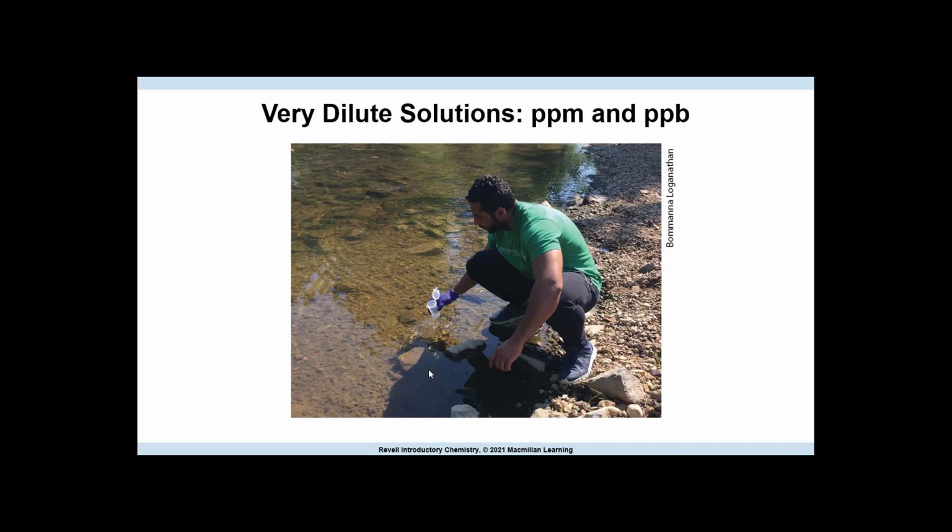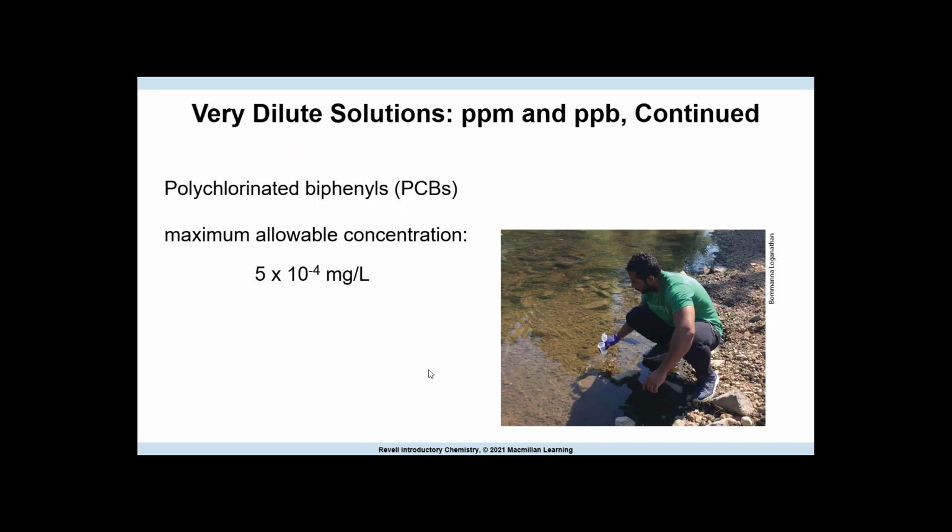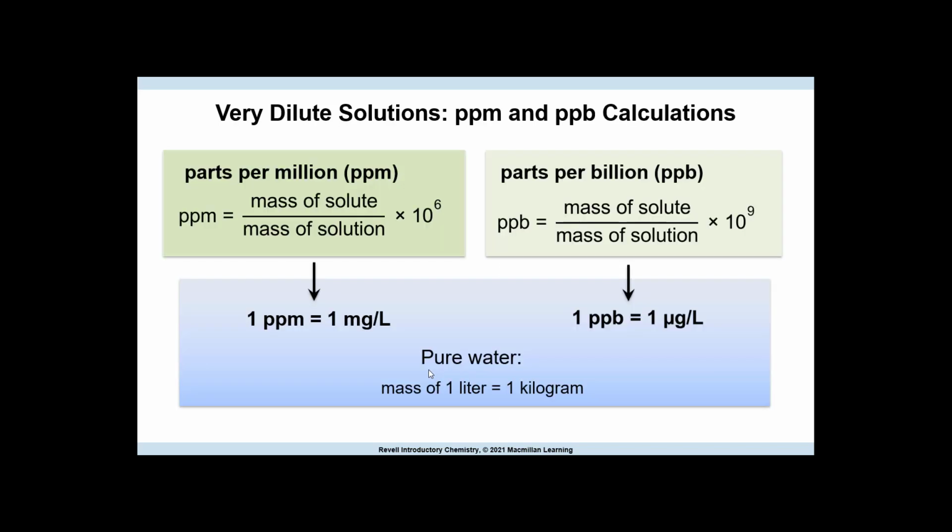Because of this, government agencies and watchdog groups closely monitor the level of pollutants in lakes and streams. So for many pollutants, even very dilute concentrations can cause environmental and health problems. For example, a group of compounds called polychlorinated biphenyls, or PCBs, were widely used for many years. Although their usage is more limited today, runoff from landfills still contaminates water supplies. According to the U.S. Environmental Protection Agency, the maximum allowable concentration of PCBs in drinking water is 5 times 10 to the negative 4 milligrams per liter.